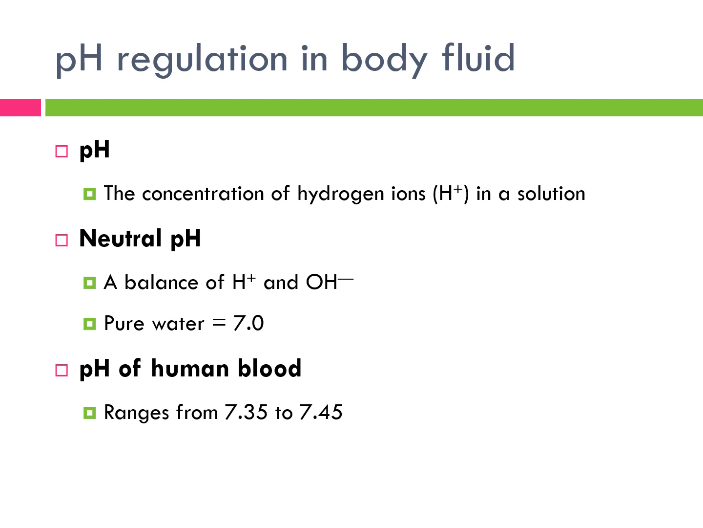pH is a direct measure of the concentration of hydrogen ions in a solution. So a neutral pH is where you have a balance of hydrogen ions and hydroxyl ions. So pure water is a pH of 7.0, and that is our neutral pH. The pH of human blood ranges from about 7.35 to 7.45, so it's just slightly basic. Acidic pH is less than 7. Basic pH is greater than 7. So the pH of human blood is slightly basic.